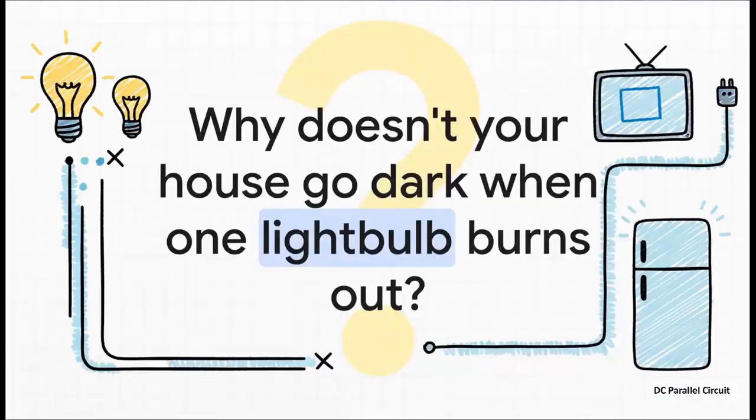I mean, really think about it for a second. One light bulb in your house finally gives up, but the TV keeps playing, the fridge keeps humming, every other light is just fine. So, how is that even possible? Well, it's not magic, it's physics, and it's the exact mystery we're solving today.